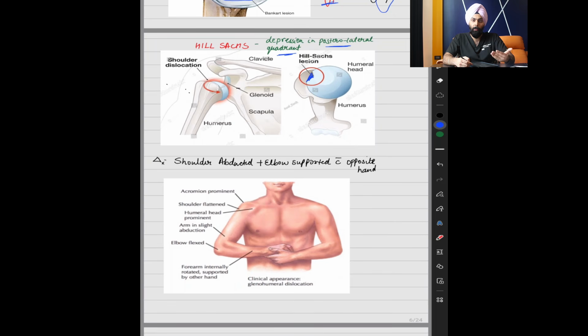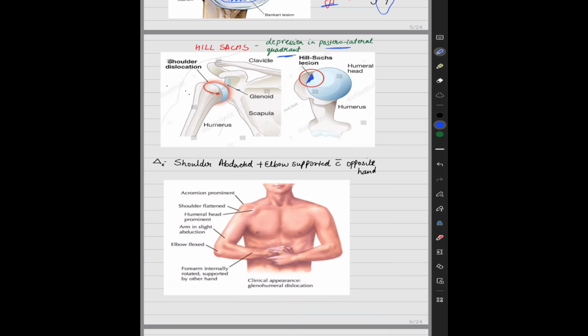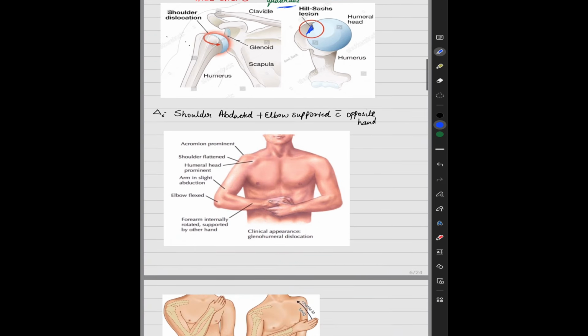How does a patient present clinically or in the OPD, so that you can suspect that the patient has a shoulder dislocation, anterior shoulder dislocation? So the shoulder is abducted with the elbow supported with the opposite hand. Shoulder abducted and supported with the opposite hand.